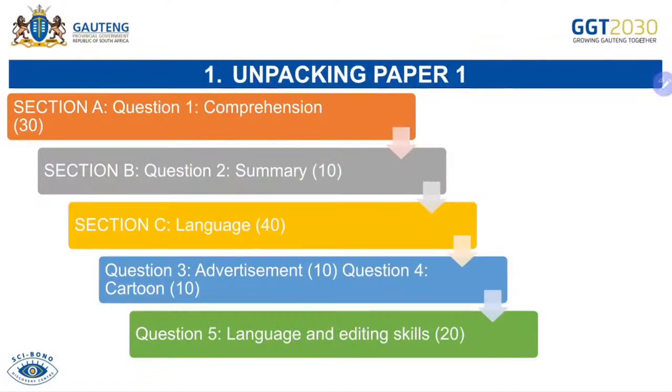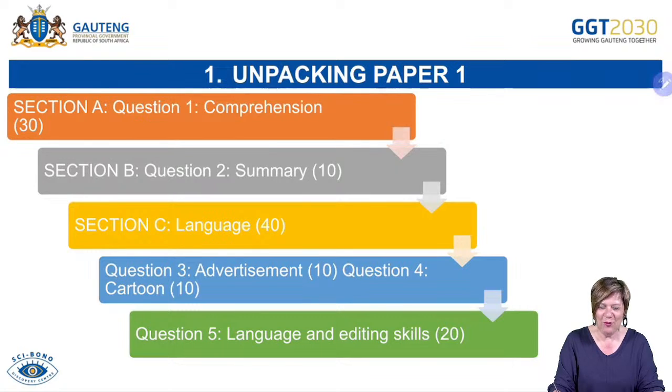Welcome. I'm sure you're excited for the prelim exams that are around the corner. And this is why I'm here today, to focus on your prelim exams, especially paper 1. We have so much to share, so I hope you have a pen and paper ready. Let's do this. If you look at your paper 1, you will know that you have section A, that is your comprehension for 30 marks, your summary for section B for 10 marks, and then your section C, language. Now, your language consists of your advertisement, a cartoon, and obviously that language paper.